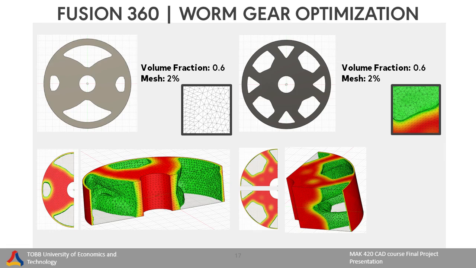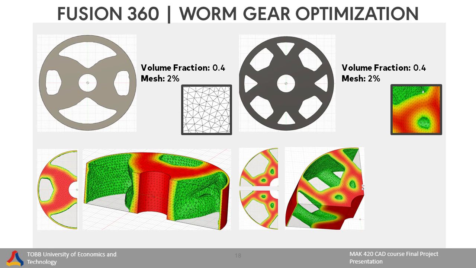In the first test, volume fraction was selected as 0.6 and mesh was selected as 2% and optimization was performed. Even if we use different scales, the general shape of the scales is similar. Then, the same shapes were tested at 0.4 volume fraction. The clearest difference seen in this volume fraction is the difference in the arm thickness of the gears.